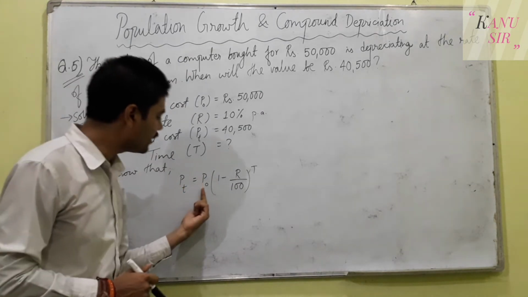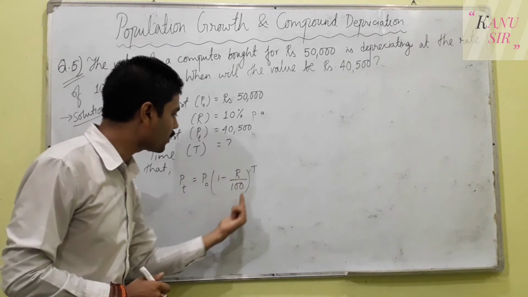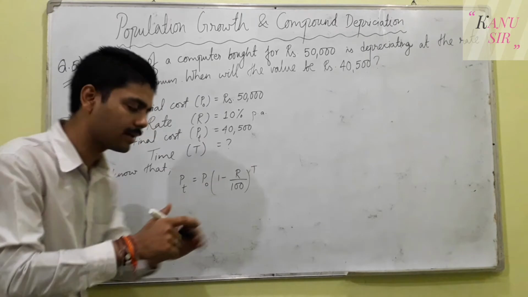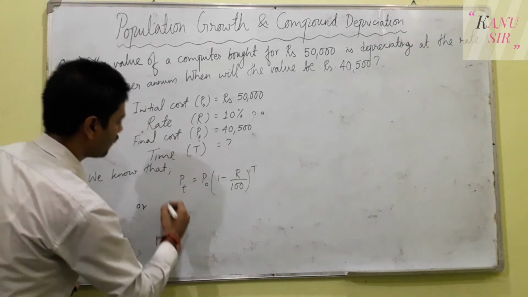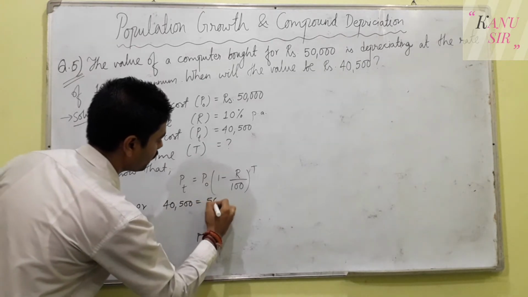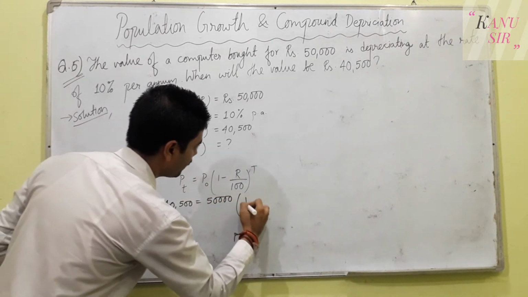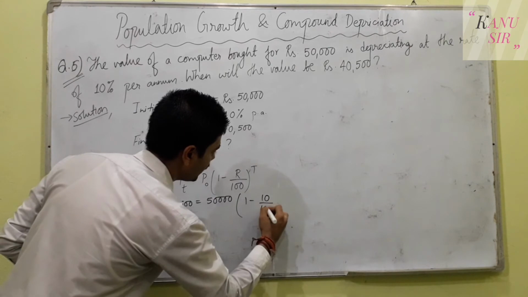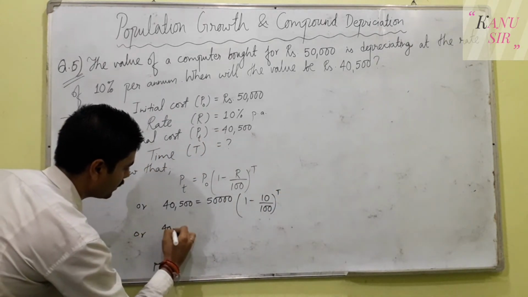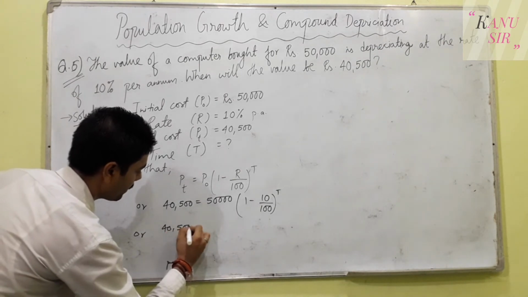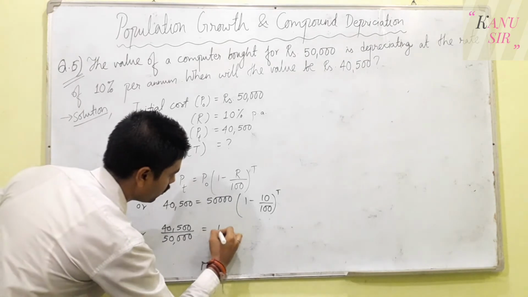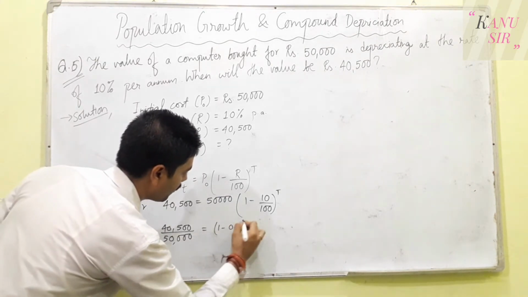Final cost is equals to initial cost into 1 minus r upon 100 to the power t, and minus, because the value of a computer is decreasing. So the final cost is 40,500 is equals to 50,000 bracket 1 minus 10 upon 100 to the power t, or 40,500 upon 50,000 is equals to 1 minus 0.1 to the power t.